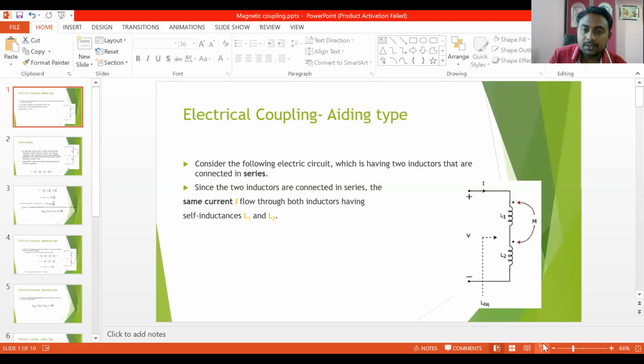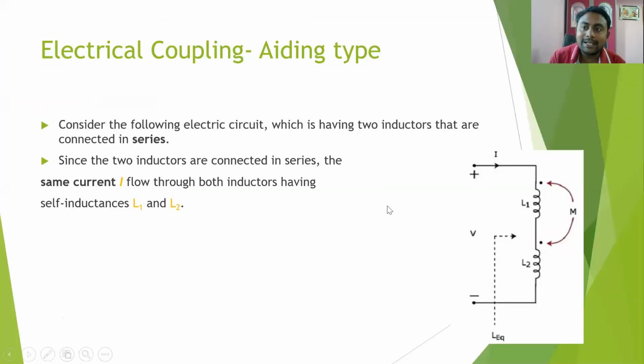So first thing, electrical aiding type means the current has to enter or leave at both dotted terminals. Kindly remember, current has to enter or leave at both dotted terminals. In the two coils, current has to enter. I have shown the figure. In this figure, both currents enter at the dotted terminal. Only then are we calling it series aiding.